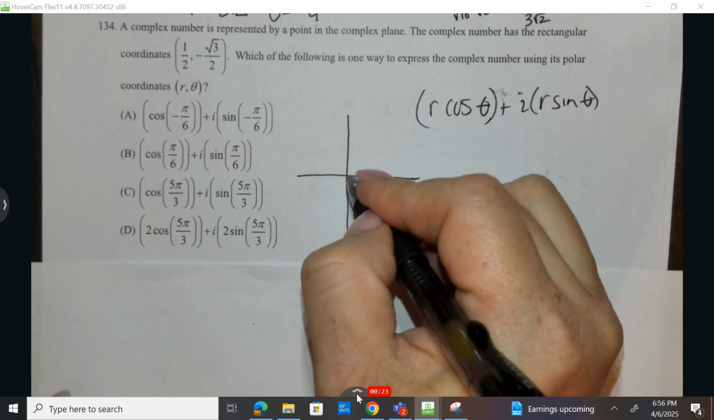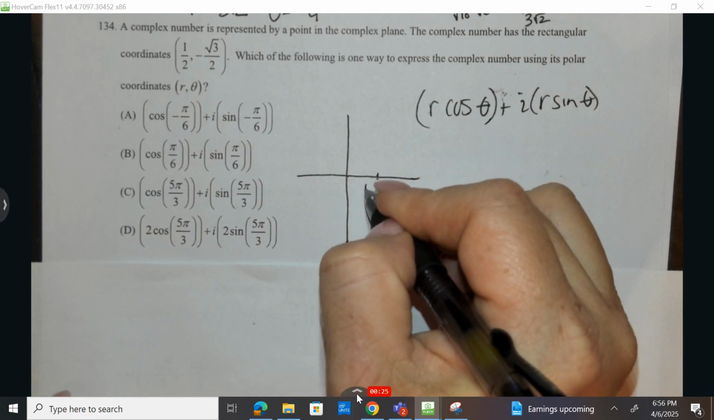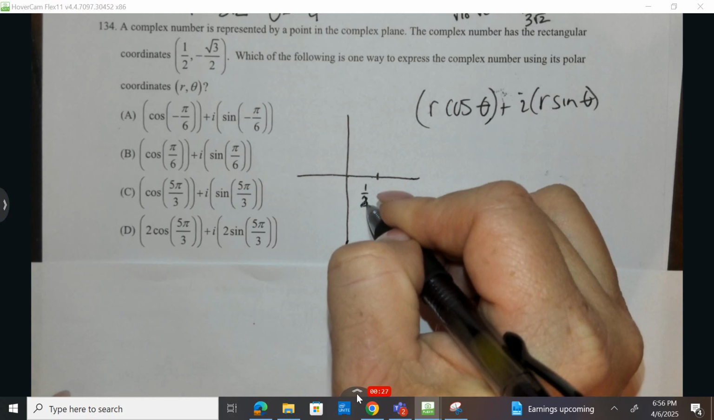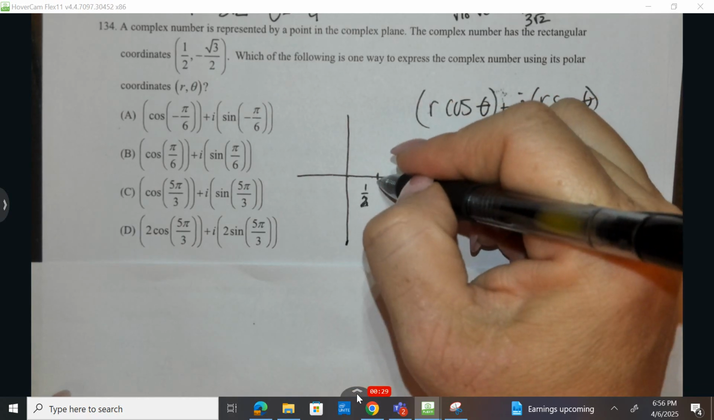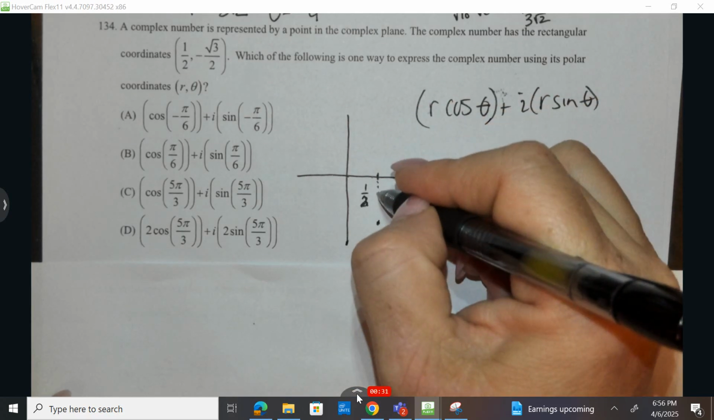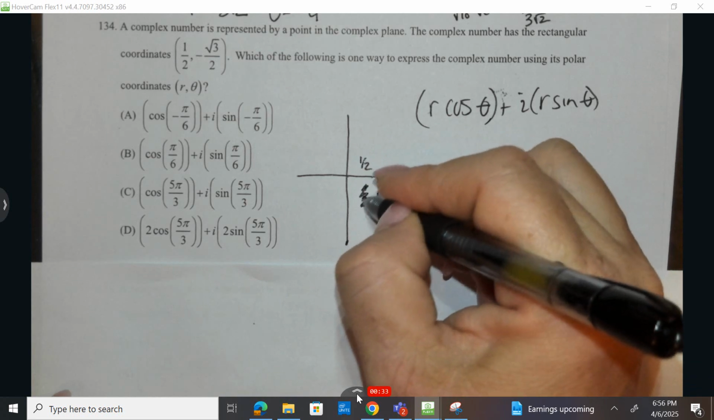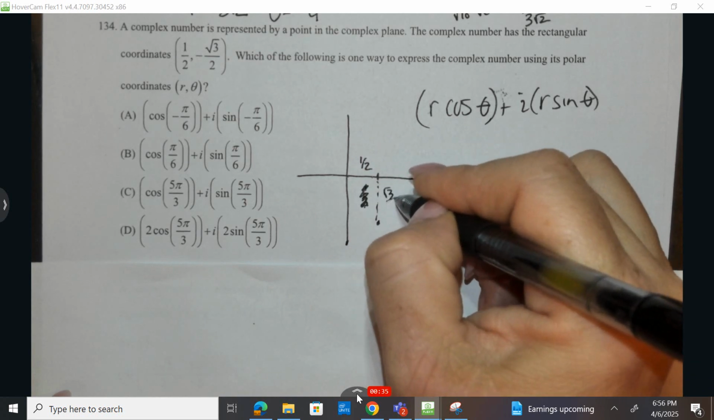So I'm going to go a distance of 1/2 in this direction, and then I'm going to drop down a distance. So this is 1/2, and then this is a distance of radical 3/2.